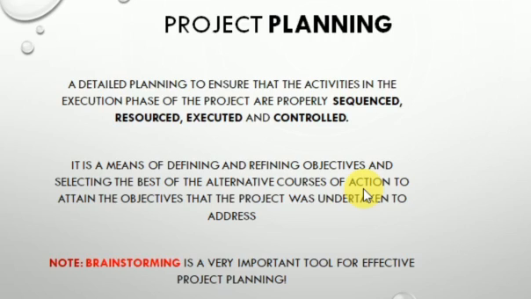Now the project planning is just talking about you having identified your problem, putting up various series of activities to actually meet the desired objective that you've been able to create from your initiation phase. So you say a detailed planning to ensure that the activities in the execution phase of the project are properly sequenced, resourced, executed, and controlled. Understand? All this planning is you planning ahead of the execution phase. You are putting all these things in place so that when the execution starts, you are going to be executing according to what you planned.